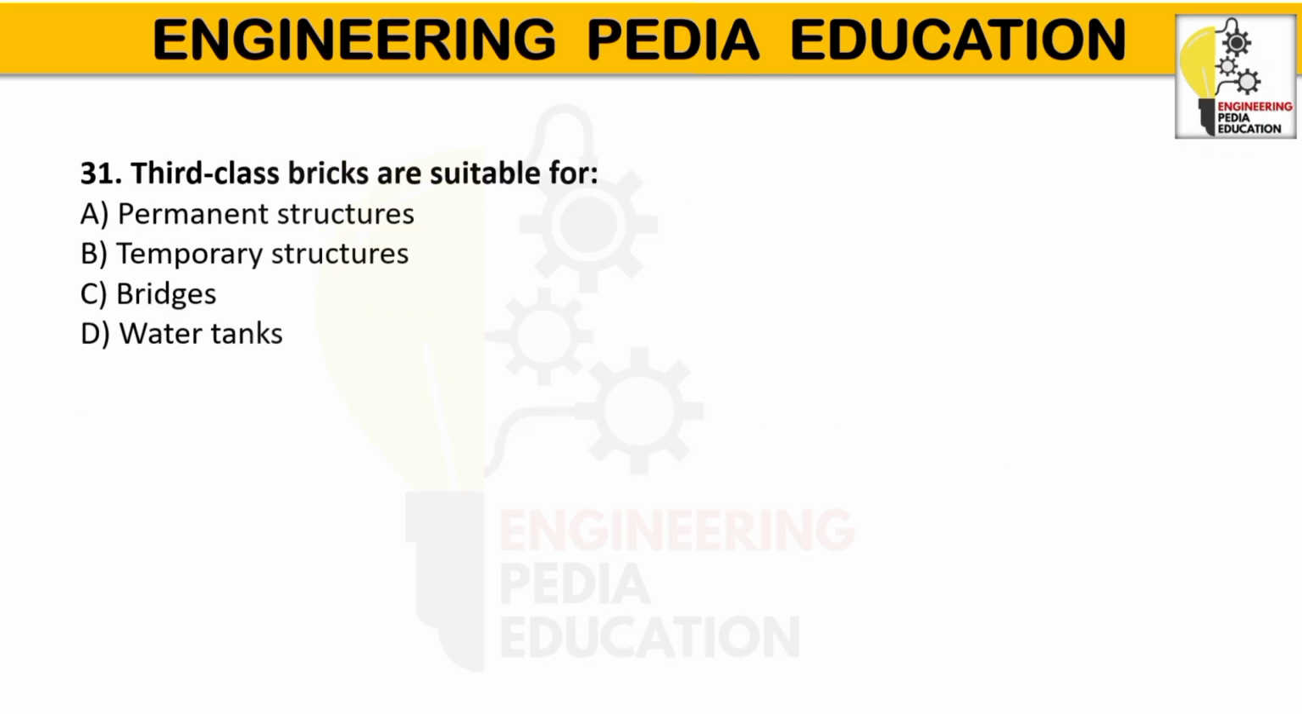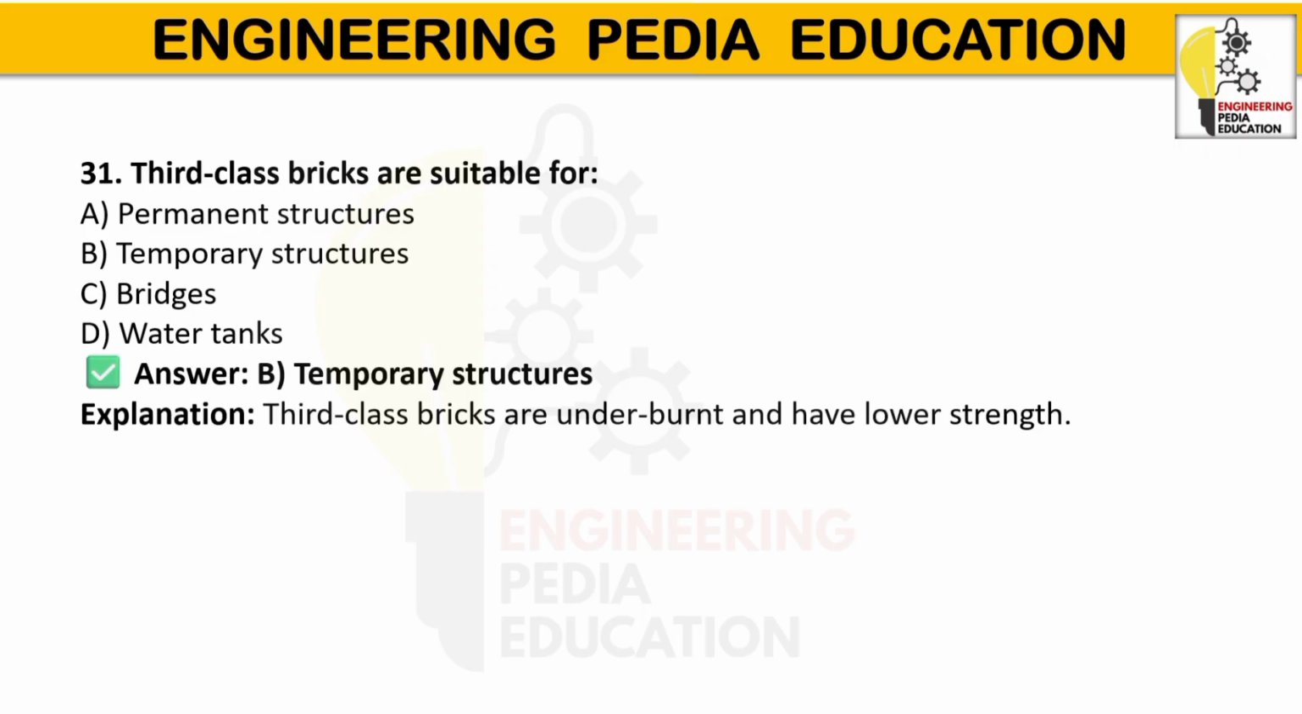Third class bricks are suitable for permanent structure, temporary structure, bridges, water tank. So the correct answer is temporary structure. Third class bricks are underburnt and have lower strength.